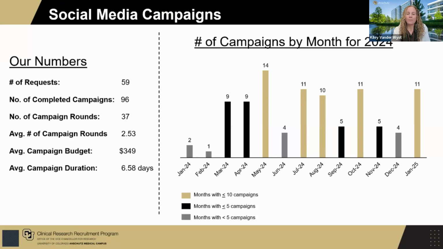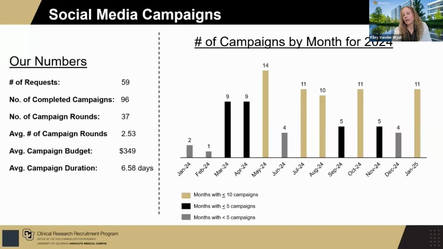We've completed 96 campaigns for a total of 37 campaign rounds. And so that means that the typical research team is doing 2.5 campaign rounds. So the majority of teams are doing more than one campaign round for their study. So just over 2.5 campaign rounds. The average campaign budget, which I mentioned earlier, is almost $350. And the average campaign duration is 6.5 days.